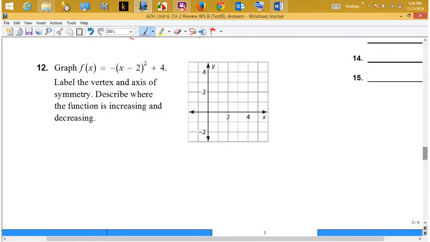Okay, in this one we're going to be doing a graph, and it looks like it's in vertex form. So let's go ahead and plot that. We can read the vertex right off the equation. H is equal to 2, K is equal to 4. So my vertex is going to be at (2, 4). And this is going by ones.